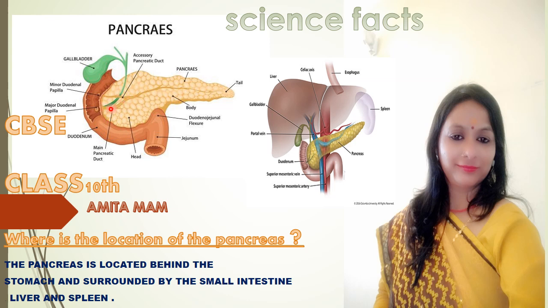This is the main pancreatic duct. This duct is connected to the duodenum. The duodenum is the shortest segment of the small intestine. So the pancreatic duct connects to the duodenum. This is the major duodenal papilla, gallbladder, accessory pancreatic duct, pancreas, body, tail, duodenal flexure and jejunum, and this is the head and main pancreatic duct.